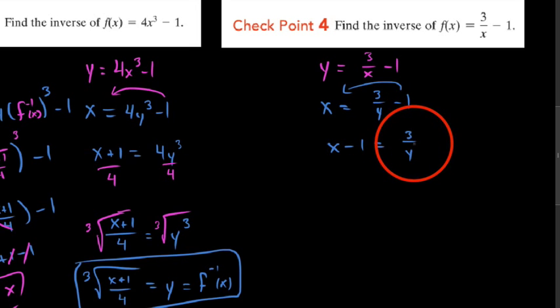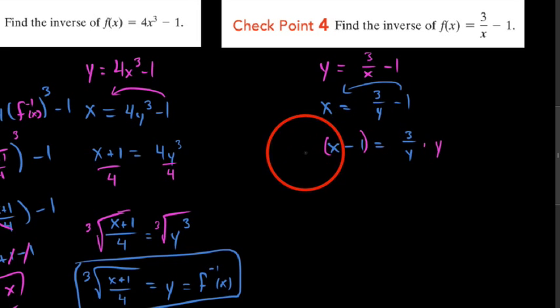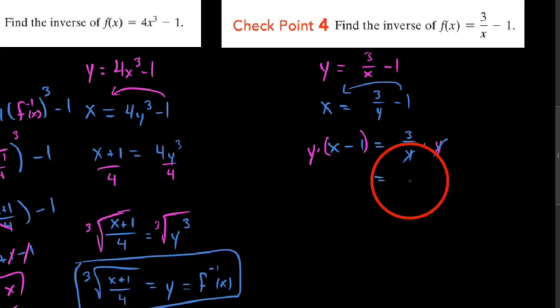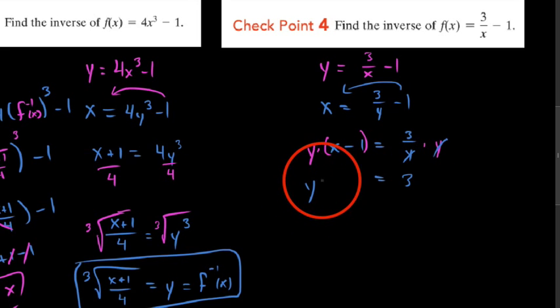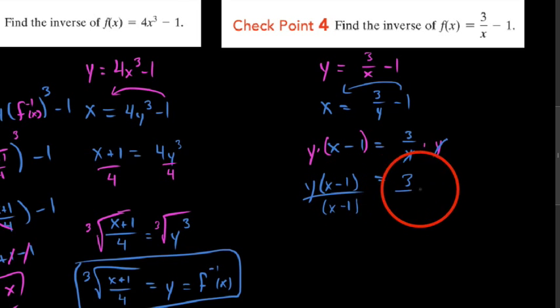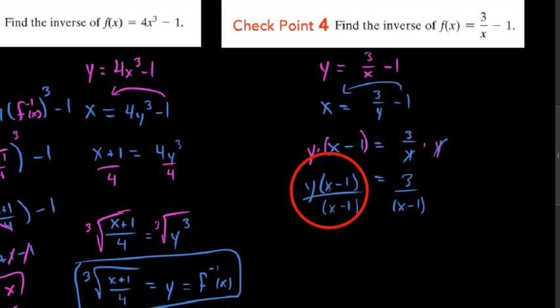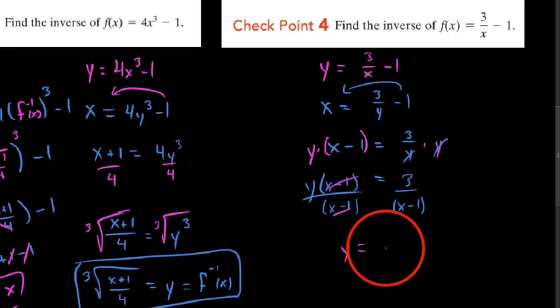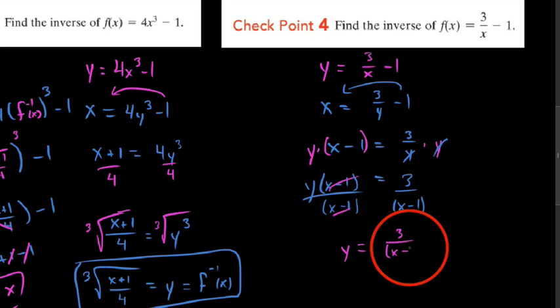At this point, there are a few options. We could reciprocate both sides. I really like that idea, but just to show you, most likely we would multiply both sides by y, which is a very common way to approach this. Again, it's a difference of opinion. But in this case, we would say y times (x minus 1) equals 3. We'll divide both sides by the x minus 1, and so this is gone. We say y equals 3 over (x minus 1).